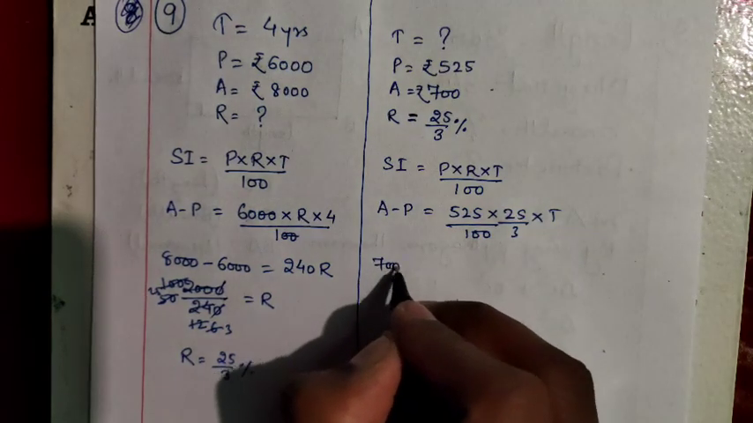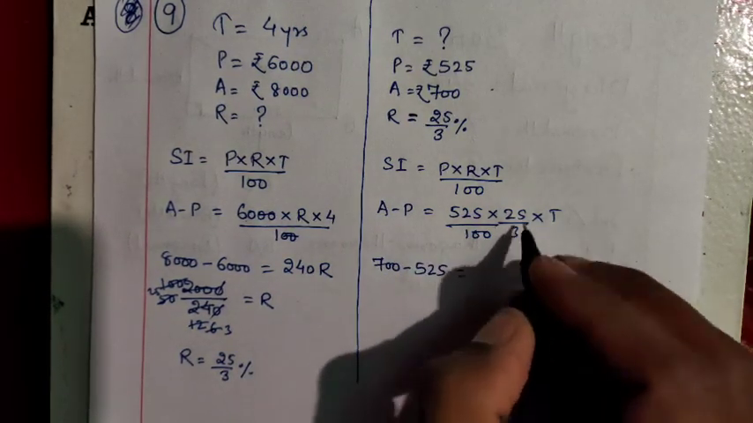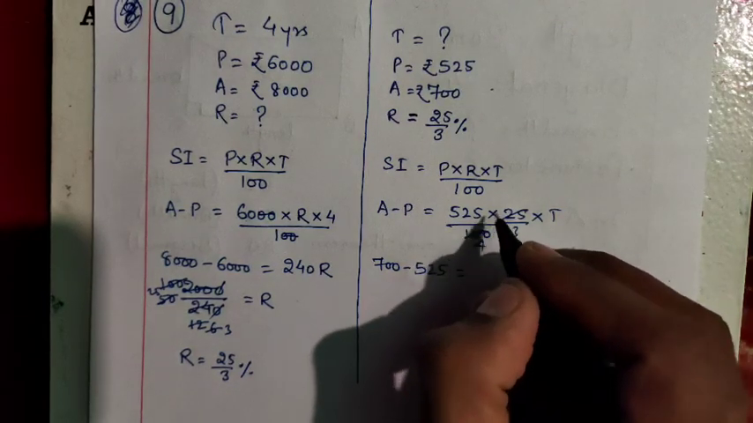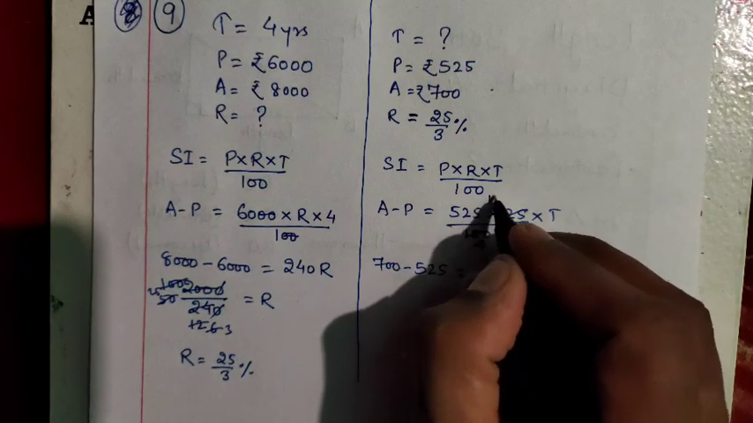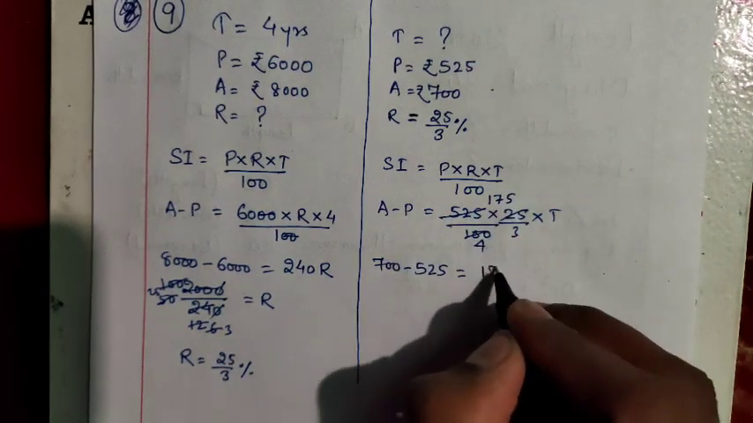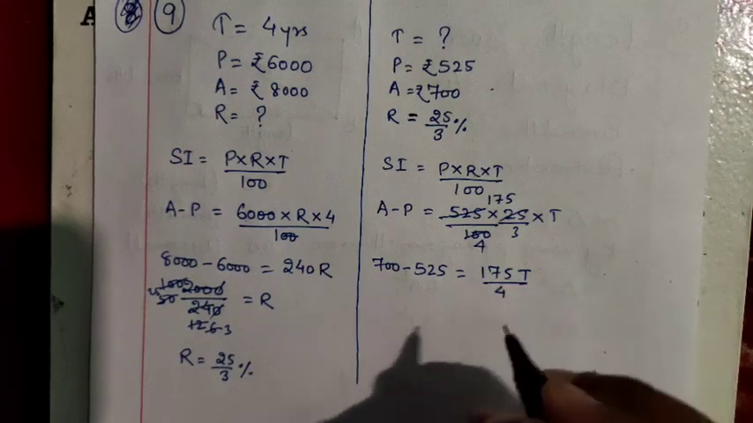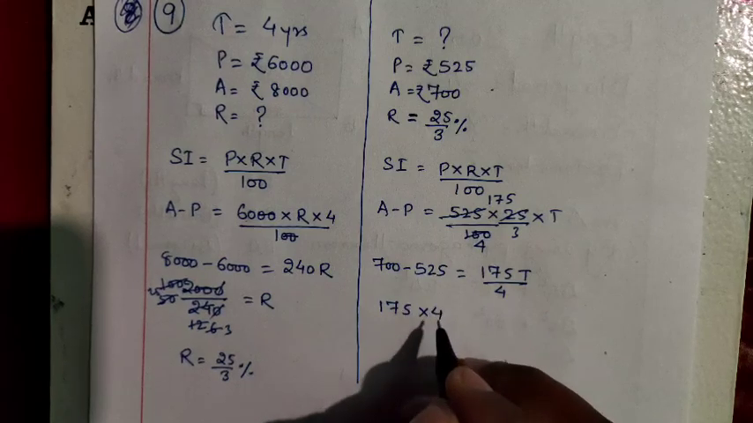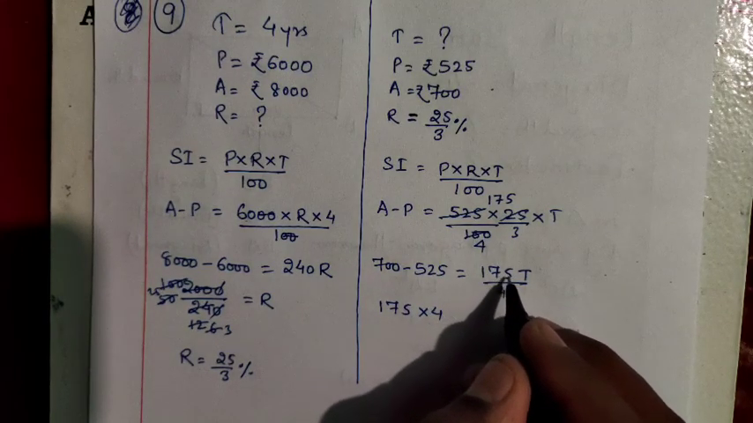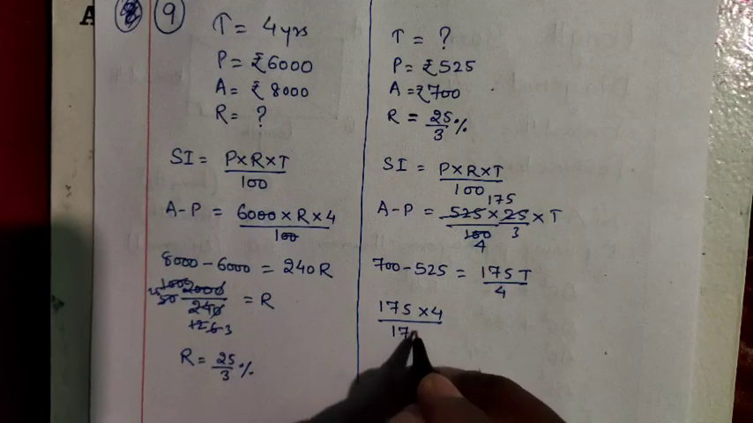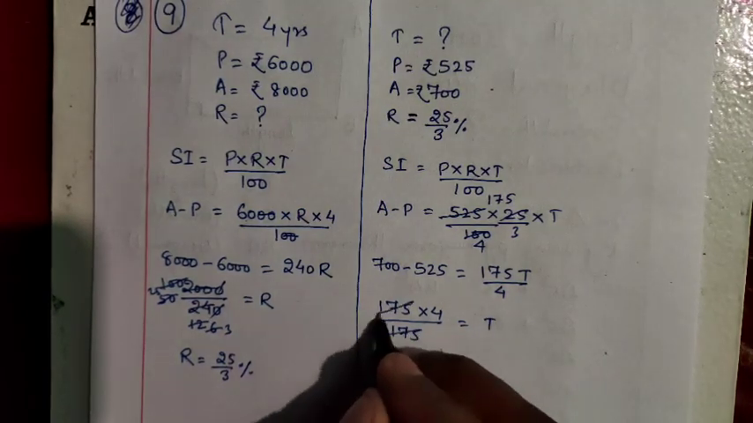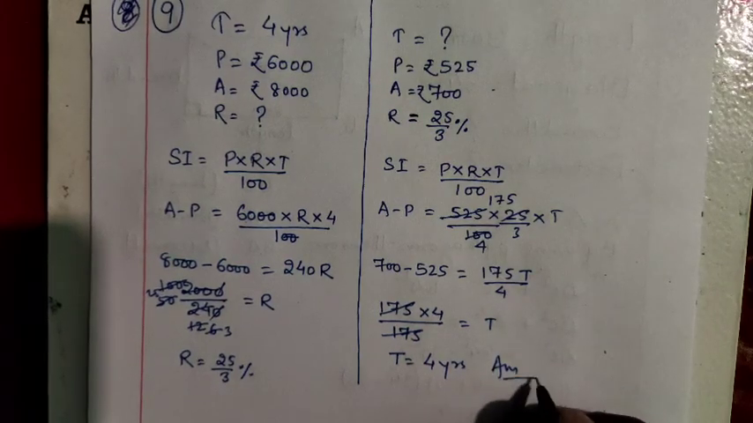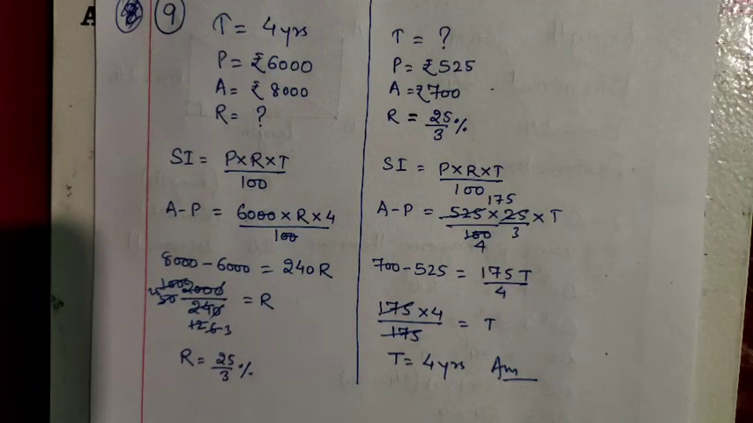Amount is 700 minus 525 is equal to 25, 4 ones are 100, 3 3 1 ja 3 rest 2, 3 7 ja 21, 3 5 ja 15. It is 175 T by 4. Here if we subtract it we will get 175. This 4 will come this side, it will be in multiplication. This 175 is in multiplication, when it comes this side it will be in division, is equal to 2, and 575 cancel. Therefore time is equal to 4 years. This will be your answer. Hope that this question is also clear to you all.